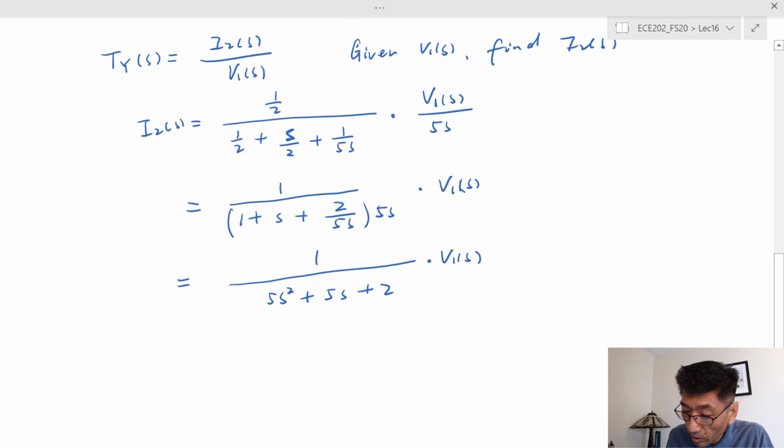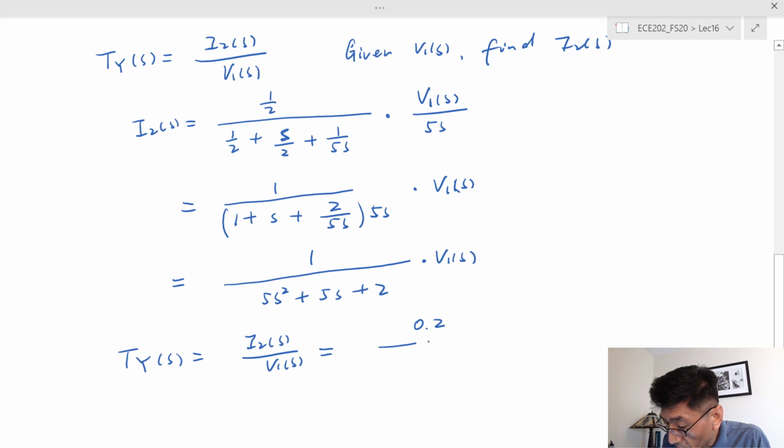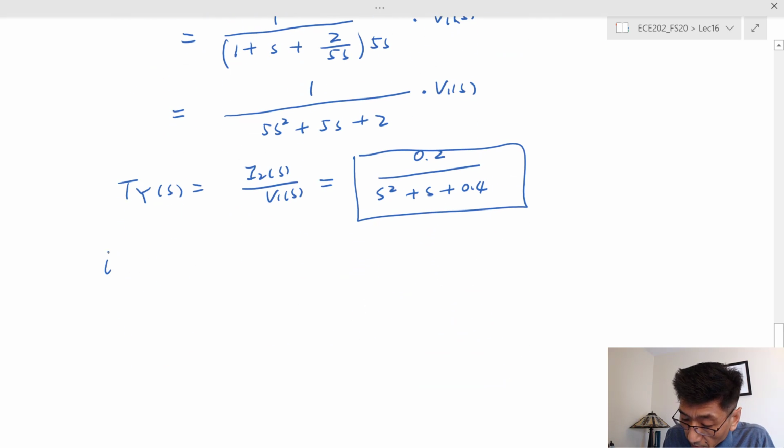So therefore Ty is equal to I2 over V1. I2 is the output over V1S, and I'm going to write this slightly differently. So that's 0.2 over S squared. I want to have the coefficient in front of S squared as 1. So I have plus S plus 0.4, right? So this is the Ty, and trying to find the I2, I2T is just the inverse Laplace transform of Ty.